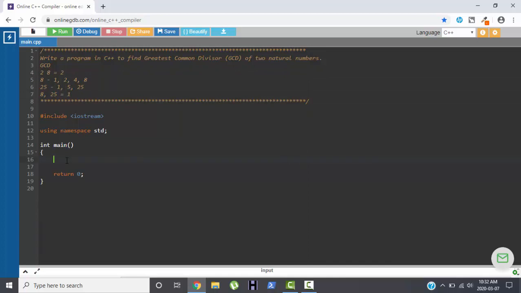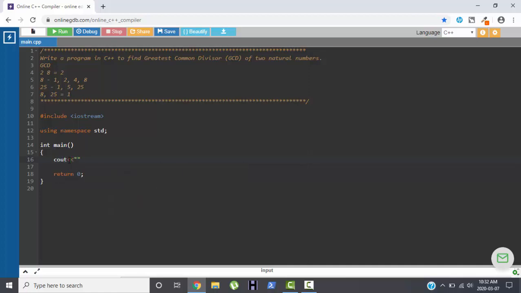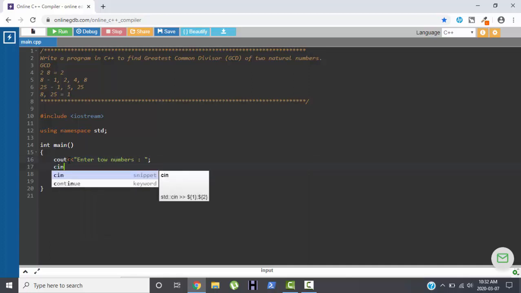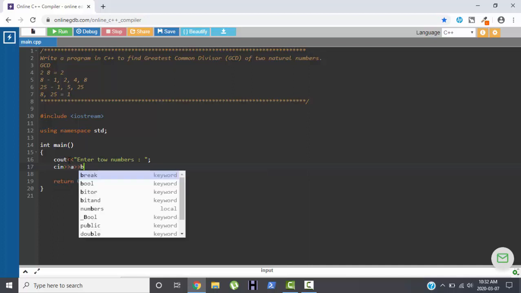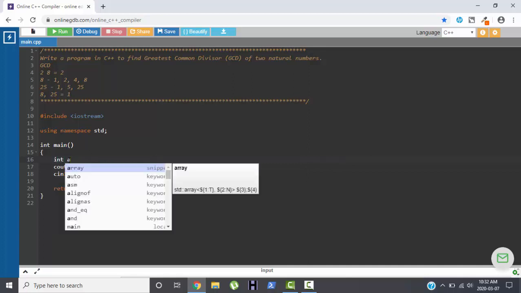Okay. So based upon these two examples, we will be solving this question and we will try to answer the solution of this. Okay, so let us start. We need two numbers, so we enter two numbers, cin A, cin B. Now we will declare int A, B.